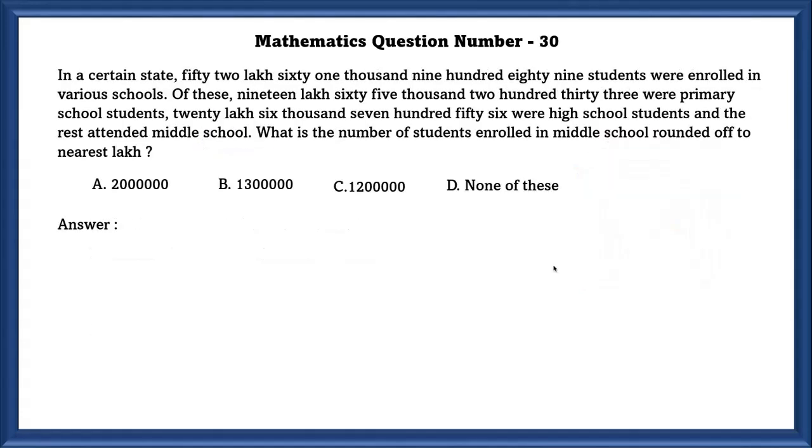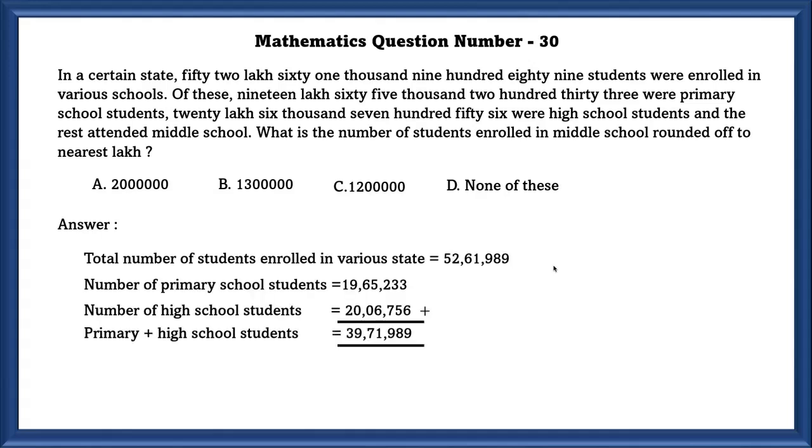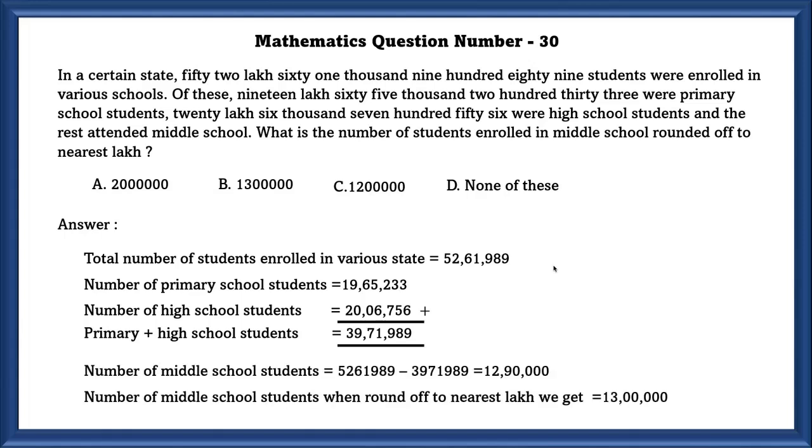Mathematics question number 30. In a certain state, 52,61,989 students were enrolled in the various schools. Of these, 19,65,233 were primary school students, 20,06,756 were high school students and the rest attended middle school. What is the number of students enrolled in middle school rounded off to the nearest lakh? So adding primary and high school, we get 39,71,989 and number of middle school students is equal to 13 lakhs. Since they have asked to round it, we have rounded it.